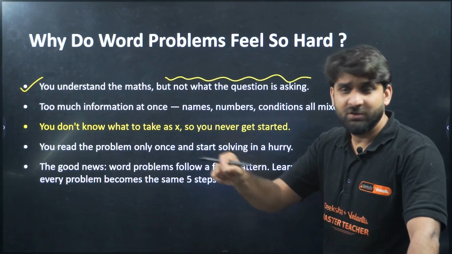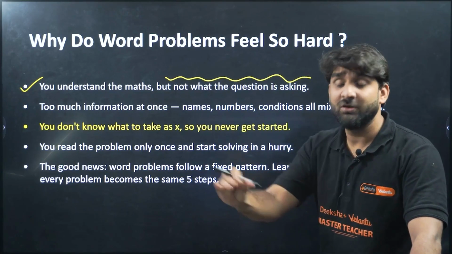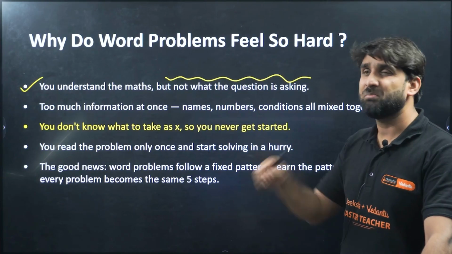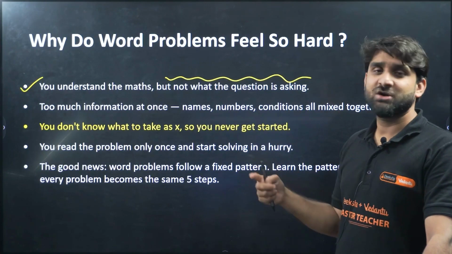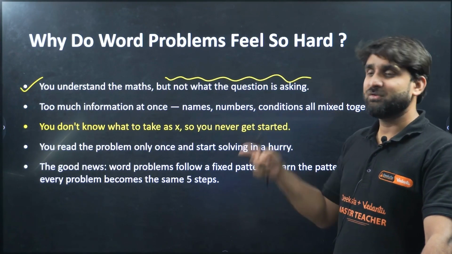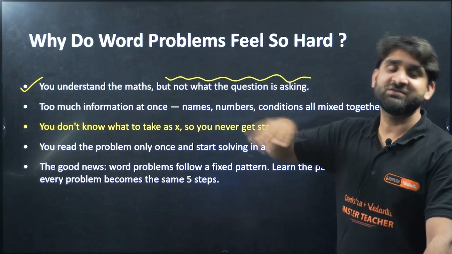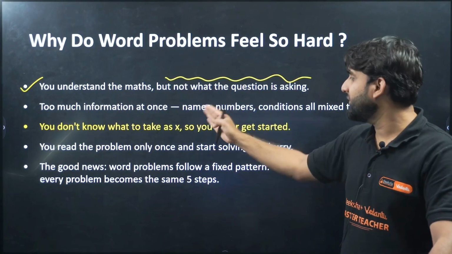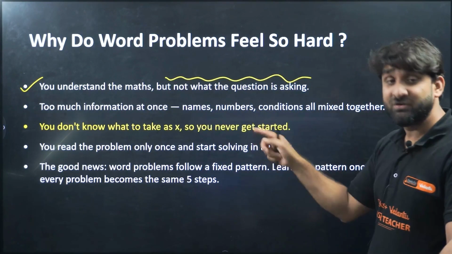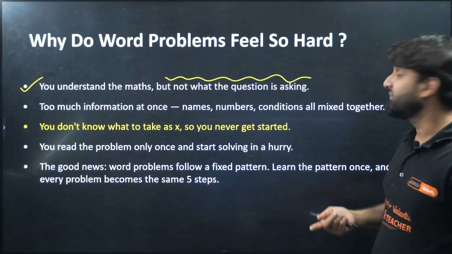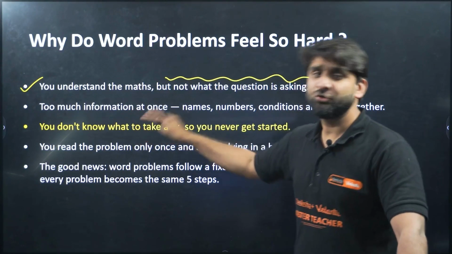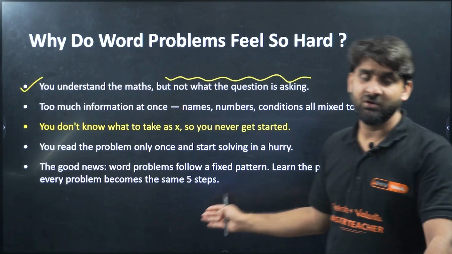There will be numerous pieces of information given to you. There will be so many things given to you. Names of persons, for example, Akash, and Akash's age is 3 less than her mother's age, something like that, right? So many persons will be there, different names will be there, numbers will be there, conditions will be there. So my dear champion, in a single word problem question, so much information will be given there.